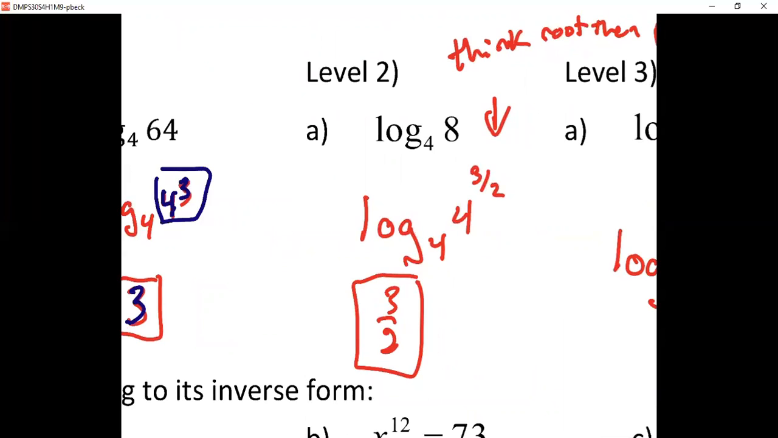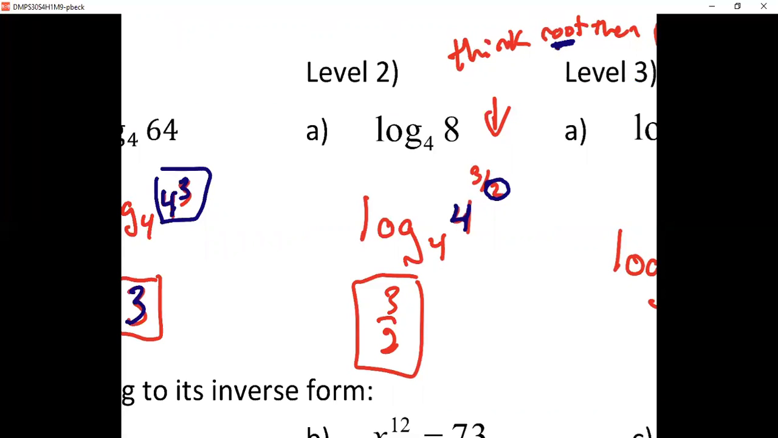This one gets a little trickier. We have 8 is 4 to what power? A lot of people say 2, and it's like, no, 4 squared is 16. So one of the things we have to do first is, how do we change 4 to the common base, the common base between these two numbers? That common base is 2. So how do we get 4 down to 2? We take the square root.